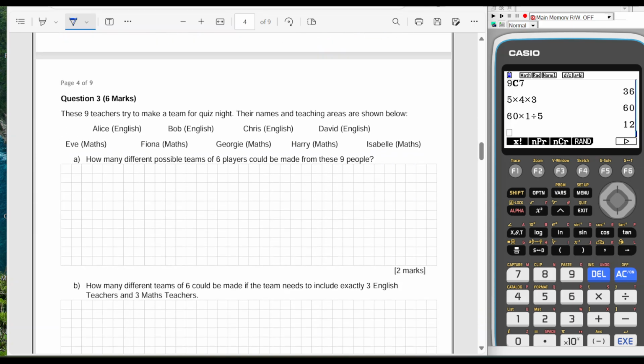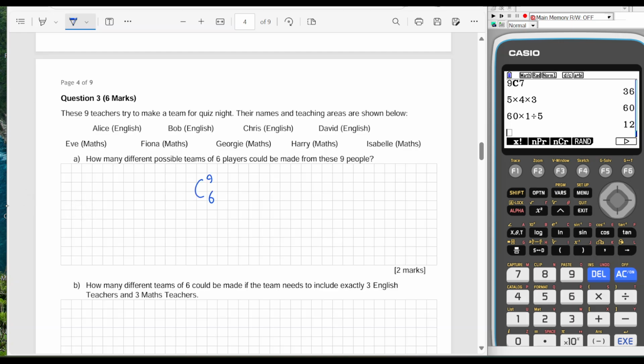Okay. Next, we've got these teachers who are joining a quiz team. How many possible teams of 6 can be made from these 9 people? That is C9,6. 9 people, 6 choices. And I'm not asking you to show your working, so I can just go 9C6. So there's 84 possibilities.